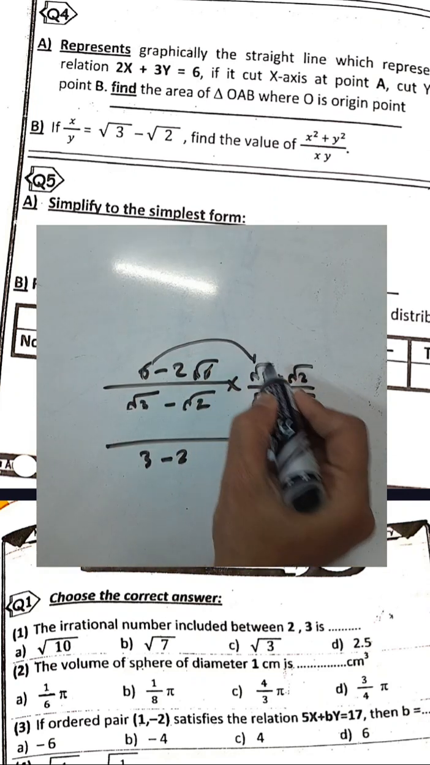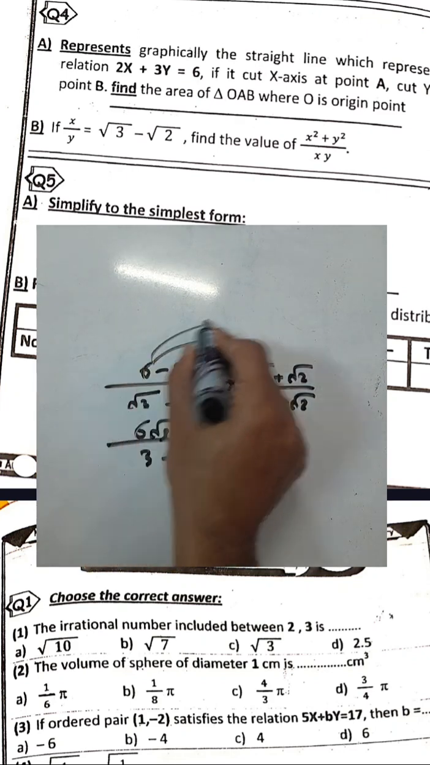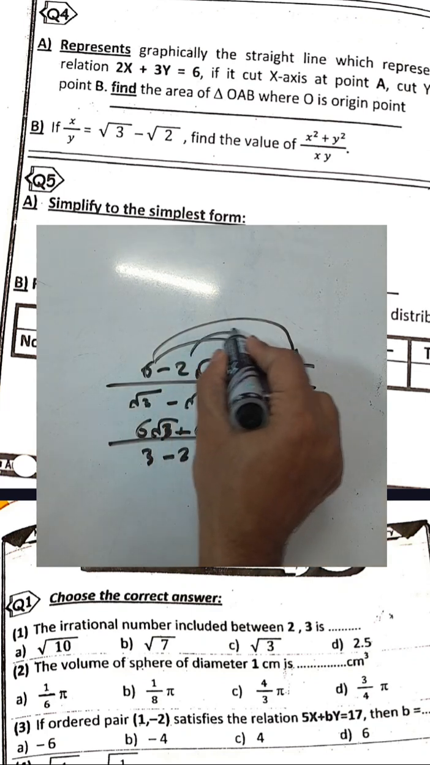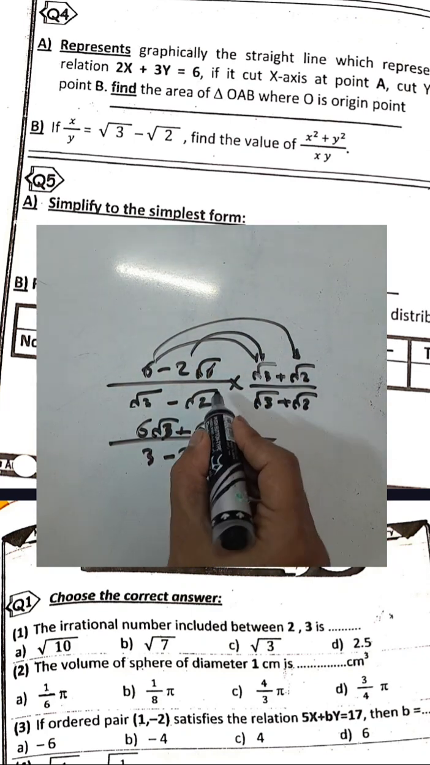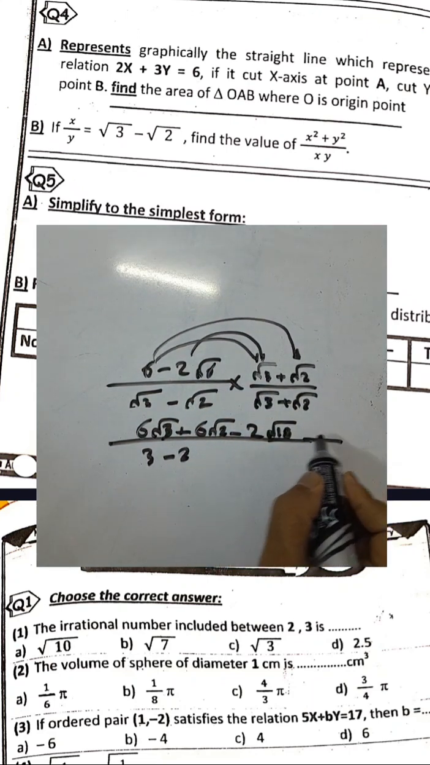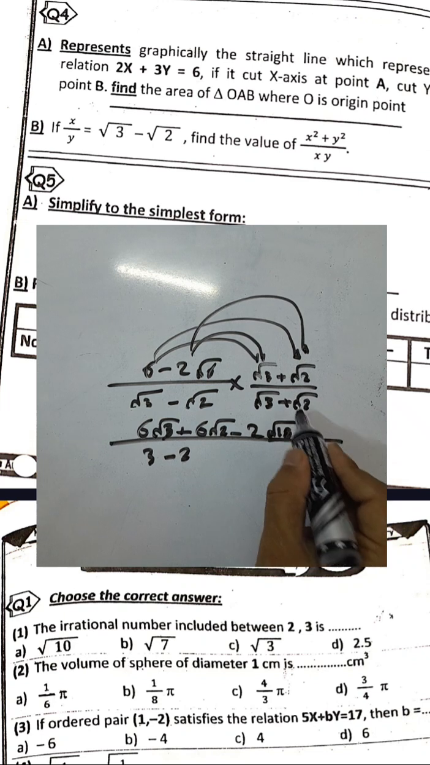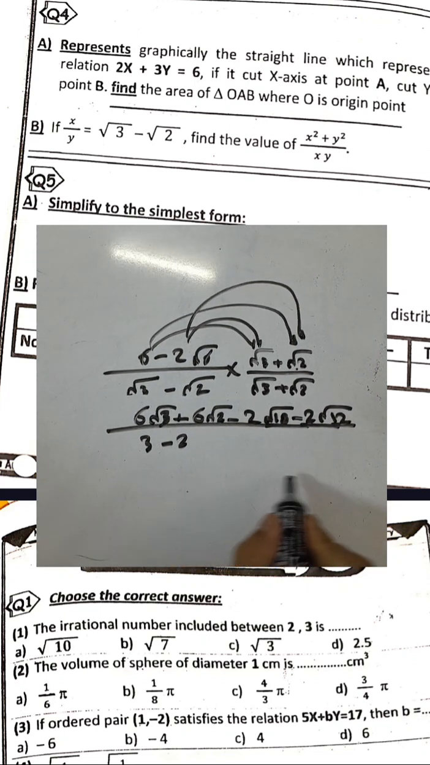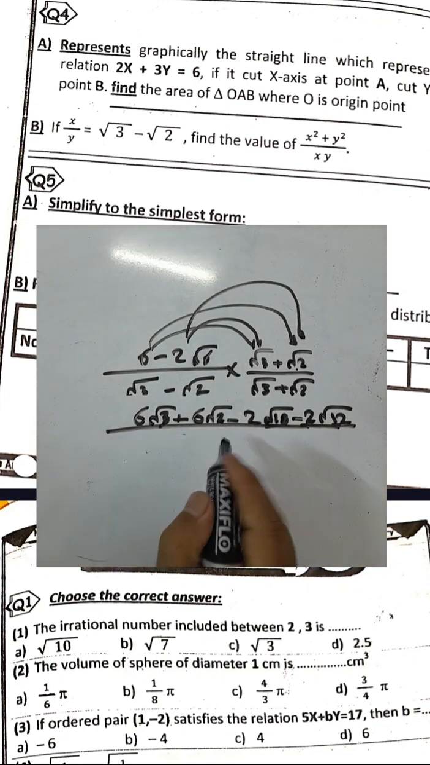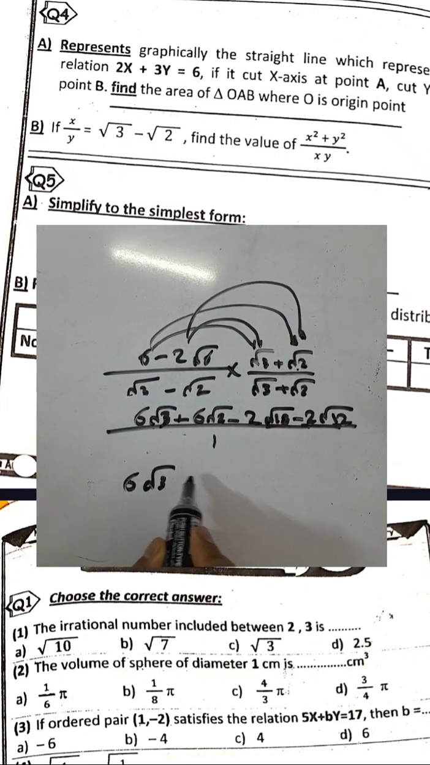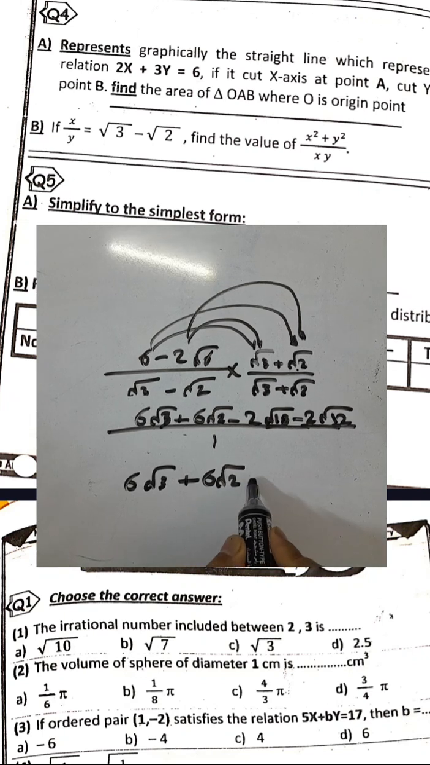And here, 6 times root 3, it will be 6 root 3. And 6 times root 2, it will be 6 root 2. And negative 2 root 6 times root 3, it will be root 18. Negative times positive equals negative. 2 times 6 equals 12. 3 minus 2 equals 1. 6 root 3, 6 root 3 plus 6 root 2, plus 6 root 2.